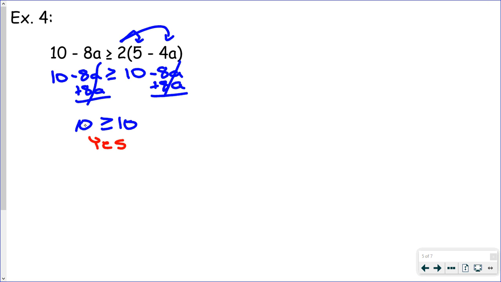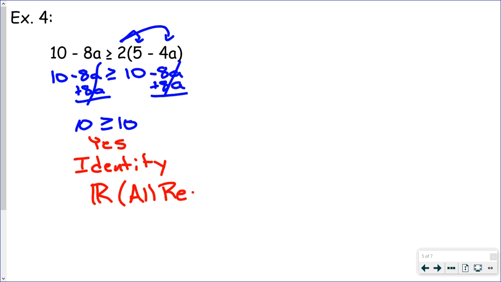That's true because 10 is equal to 10. And this says 10 is greater than, or, the word or is important here, or it's equal to 10. And it is equal. So the solution to this would be identity. Another way of writing identity as your solution is to write an R like this. And that means identity or all real numbers. What that means is you can put in any real number for A, and this inequality will always be true.